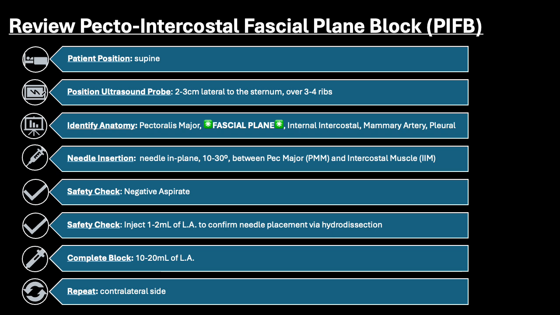Insert the block needle in plane, advancing carefully into the target fascial plane. Once the needle tip is in position, perform negative aspiration to help rule out inadvertent intravascular placement. Next, inject 1 to 2 milliliters of local anesthetic to produce hydrodissection. This confirms that the needle tip is correctly positioned within the fascial plane. Once proper spread is visualized, inject the remaining local anesthetic for a total volume of approximately 10 to 20 milliliters. Finally, repeat the same procedure on the contralateral side to provide bilateral analgesia for median sternotomy.